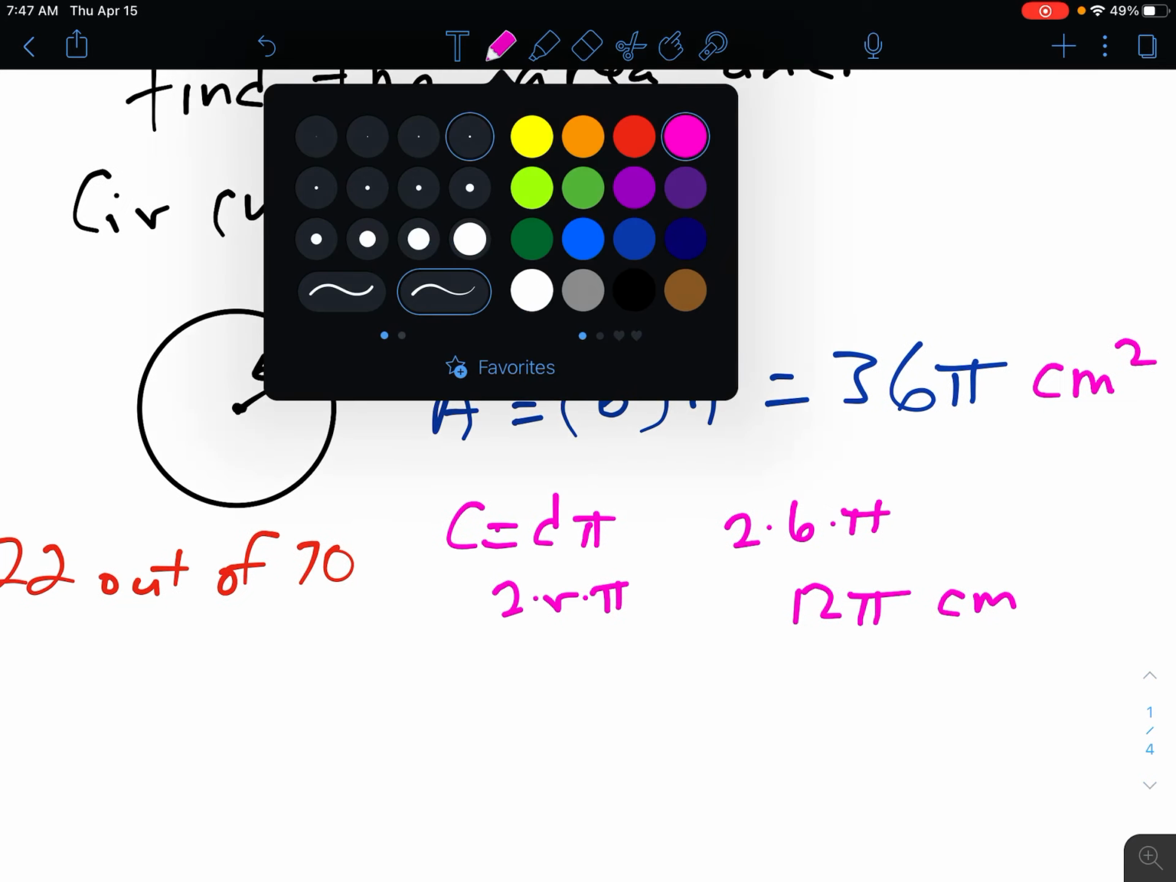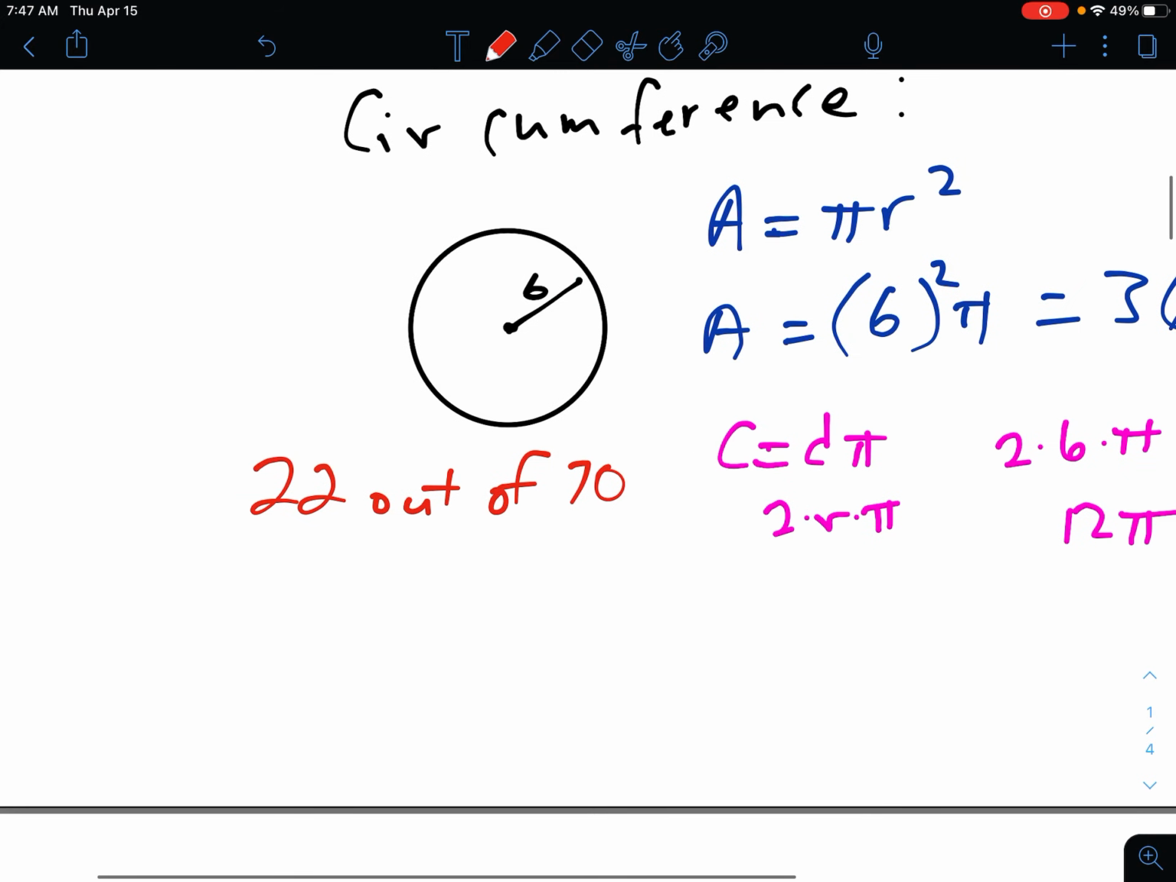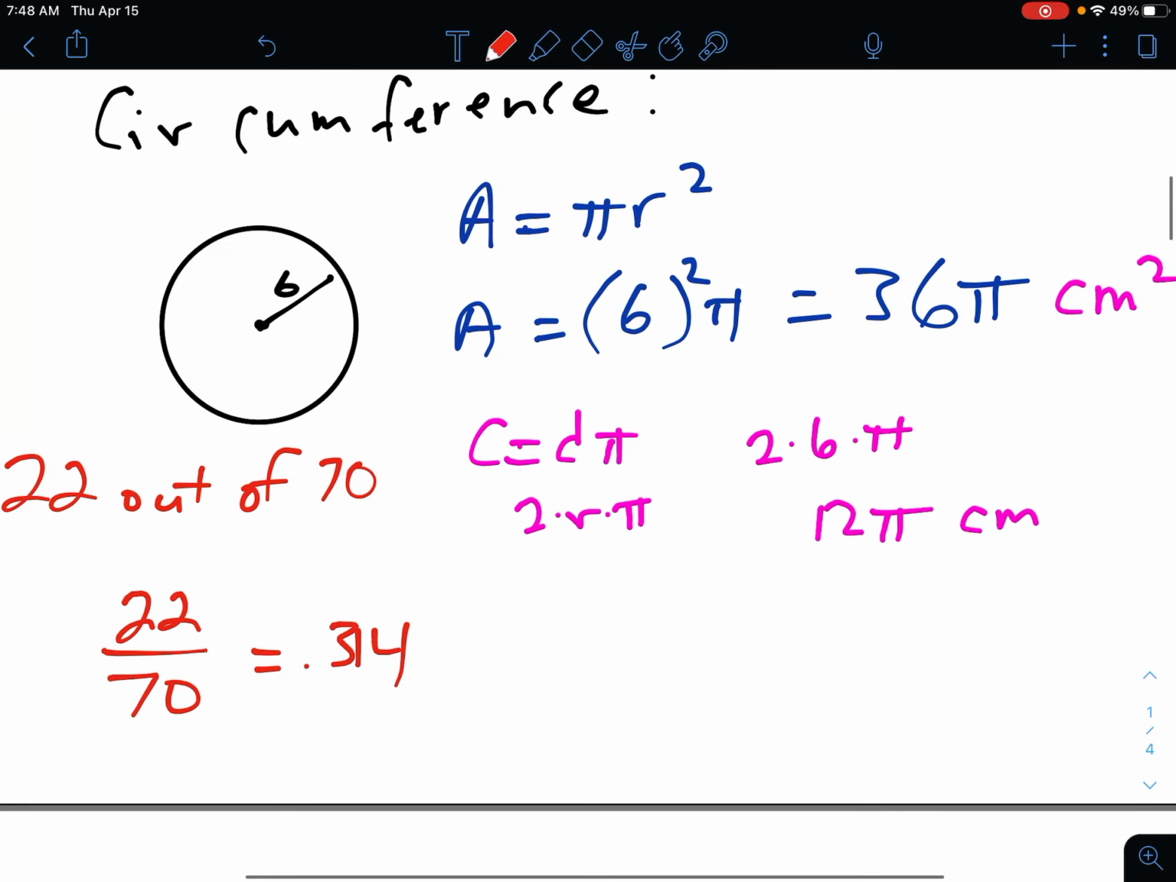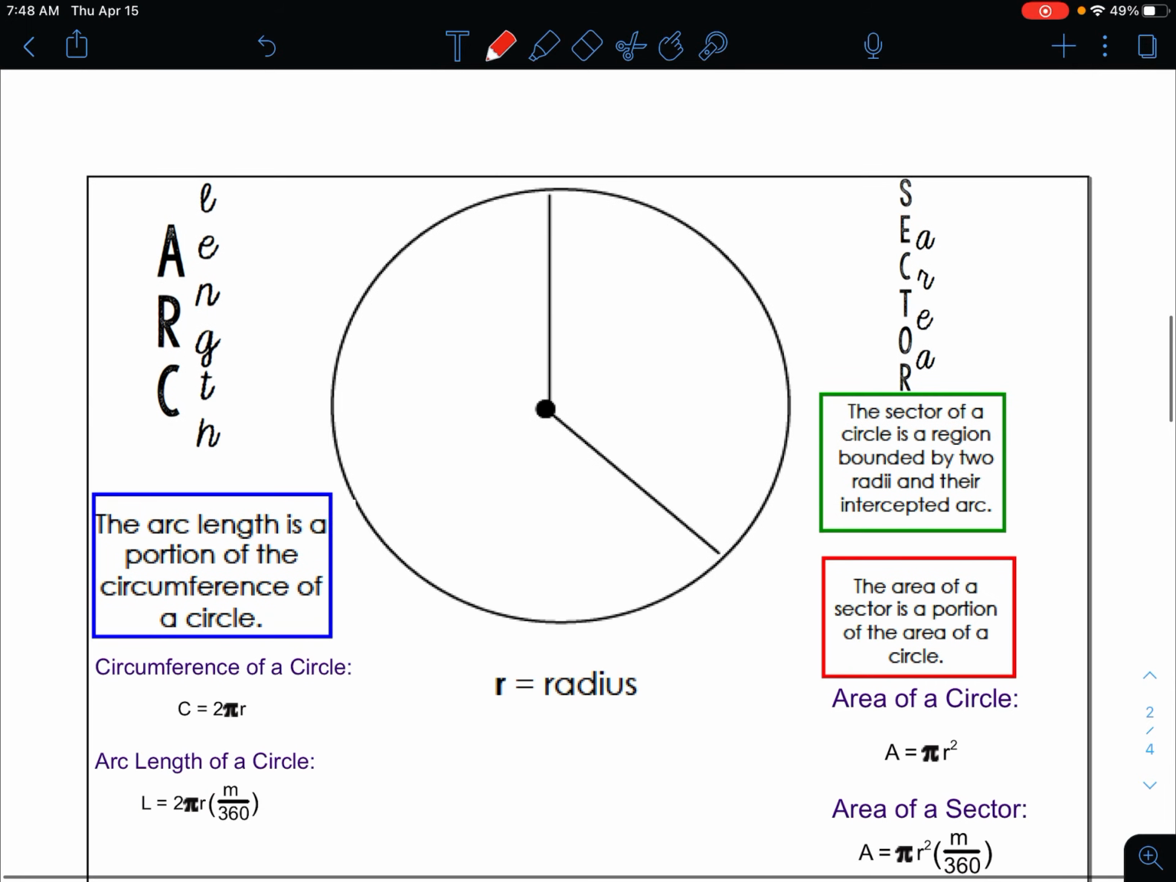And then 22 out of 70. Just divide it out. 22 divided by 70 is just over 31. So this is about 0.314, so 31.4%, okay? In context, 31% might be good, might be bad, but we're going to take the concept of finding area, finding this percentage, and merging them together. There's that. All right, so here we go.